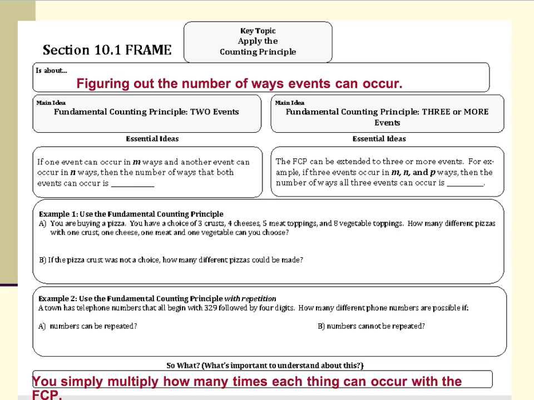So let's look at our frames. Our key topic here, applying the counting principle, is about figuring out the number of ways events can occur. And our so what, down here at the bottom, is you simply multiply how many times each thing can occur with the fundamental counting principle. So the fundamental counting principle is what we'll be talking about. It just tells us to multiply how many ways each event can occur.